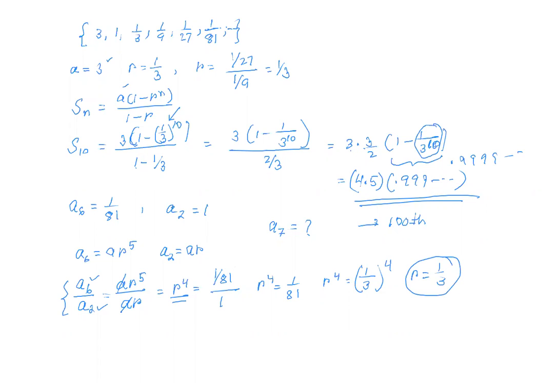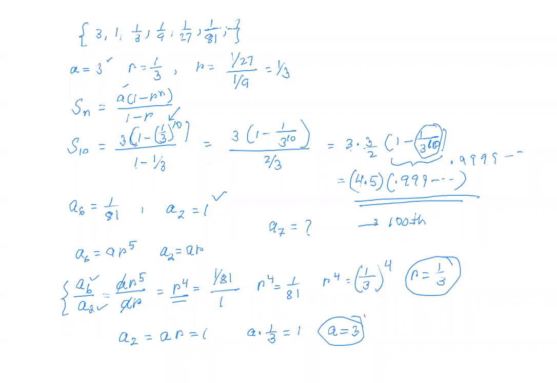Now that you found R, you can find A easily. A2 is equal to A times R, which is just 1, right? A2 is 1, given to you. But R is 1/3. So A times 1/3 is equal to 1, or A is equal to 3. So do you see? A is equal to 3.